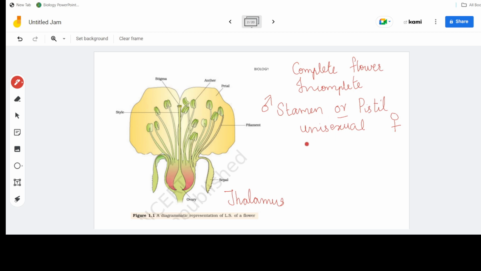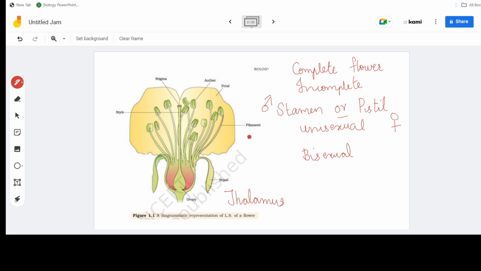And if a flower has both the parts, then we call it a bisexual flower. So this is what you have learned in class 10 too: unisexual and bisexual flowers. You can imagine that a flower which has either stamen or pistil, so one of the whorls is missing, is an incomplete flower. Okay, so unisexual and bisexual flowers. Is it clear? Now let us move on.